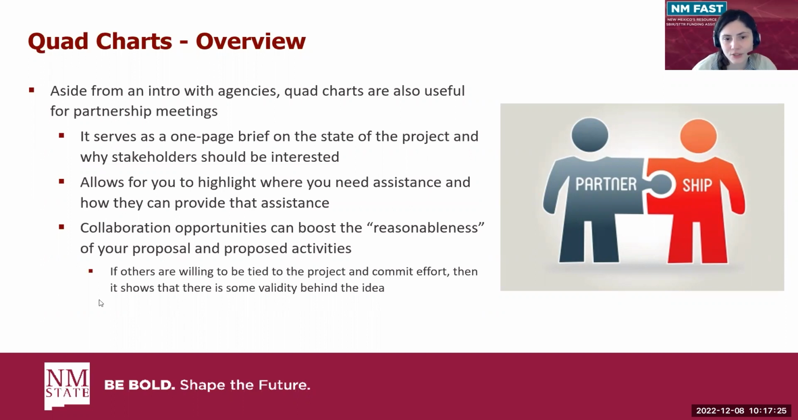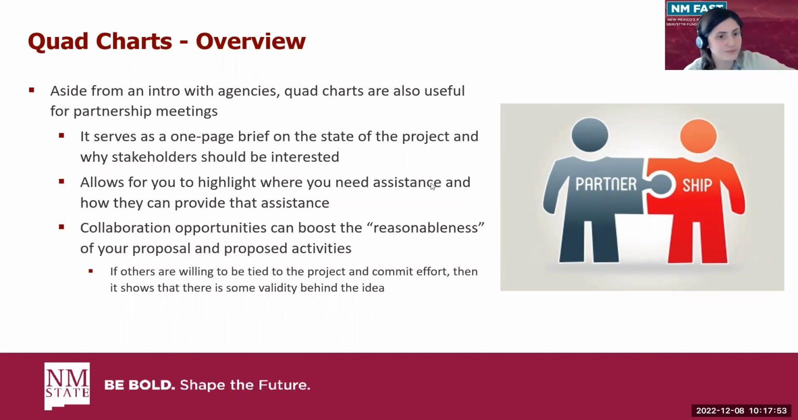Collaboration opportunities can also boost reasonableness of your proposal and proposed activities. So a lot of times, federal agencies, they'll want to see who your team is, what team is going to be supporting that SBIR project. Using a quad chart to list everybody who's part of that team, or using a quad chart to gather that team together, those will all be things that'll help make your proposal stronger.